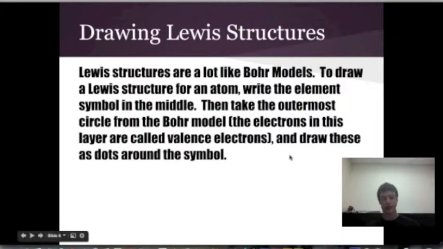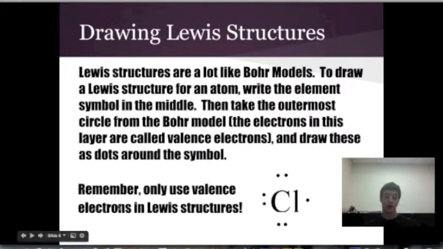So what about Lewis structures? They're going to be a lot like Bohr models, except you just have to take the electrons on the outermost shell and put those around the chemical symbol. So this is the Lewis structure for chlorine. If you look at it, there are 1, 2, 3, 4, 5, 6, 7 electrons around chlorine. That's the same as the number of electrons on the outermost shell in the Bohr model. The important thing, again, is to remember to only use the valence, or outermost electrons in Lewis structures.